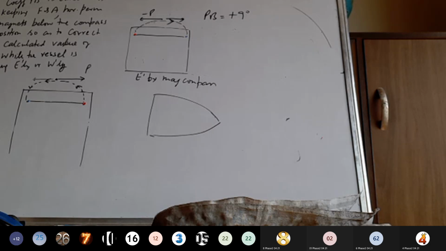So I tell the AB to steer by using the gyro compass so as to maintain east by magnetic compass. Because as soon as you keep this magnet, your magnetic compass is going to deflect. Then you will not be able to use the magnetic compass for steering. Okay. So now the vessel is heading east by magnetic compass.